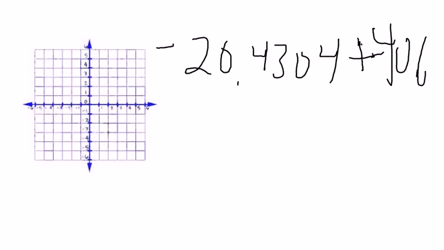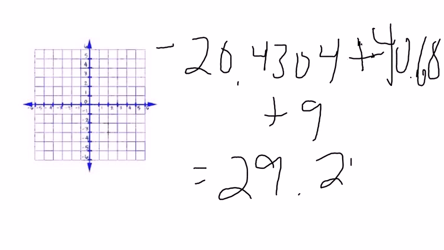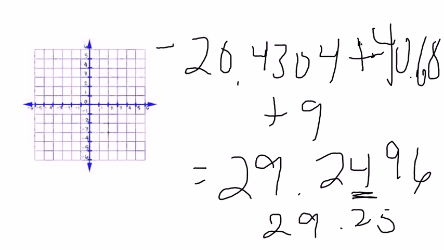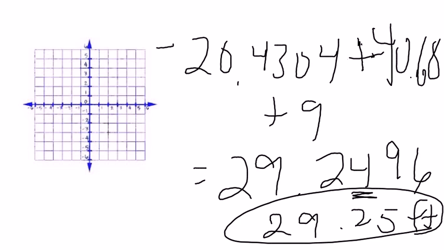Okay, and then we have to add 9. We add all that together, we get 29.2496 feet. We're going to round off to the nearest hundredth place here. So our answer is 29.25 feet is the maximum height it reaches. And so our answer is B.